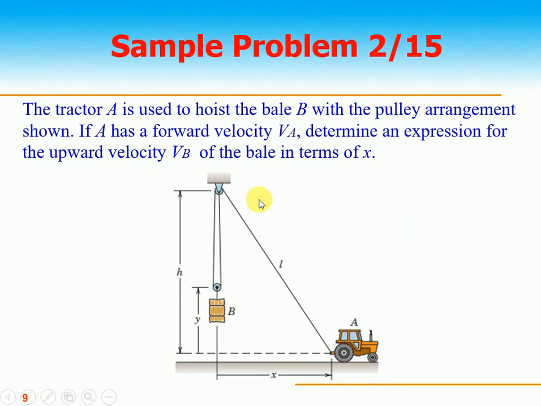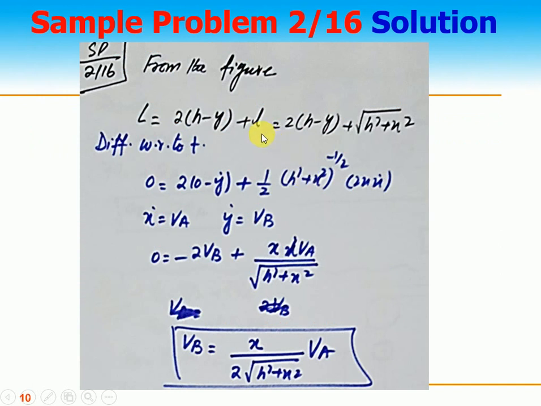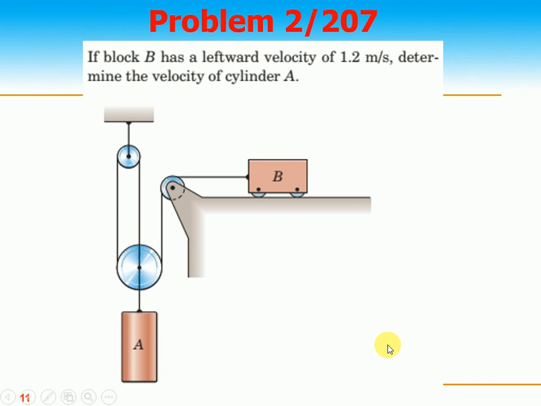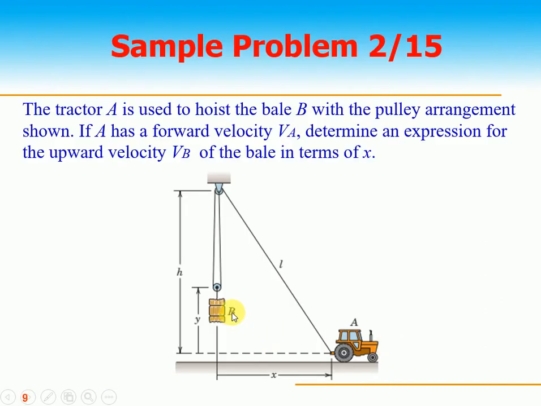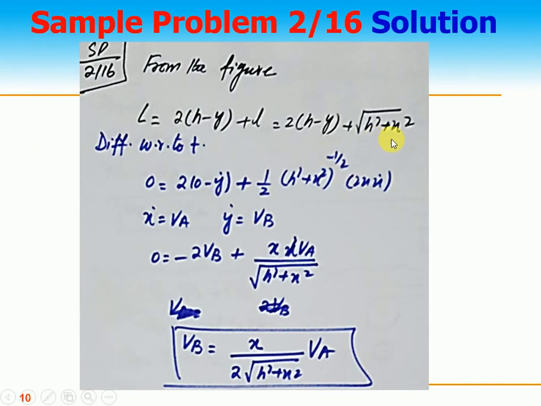So L is equal to 2H minus Y, right? Plus l, right? This will be equal to 2H minus Y. L in terms of H and this, right? This is l squared equals X squared plus H squared. So we have this equation. Now differentiate with respect to t. Remember that both Y and X are changing with respect to time.